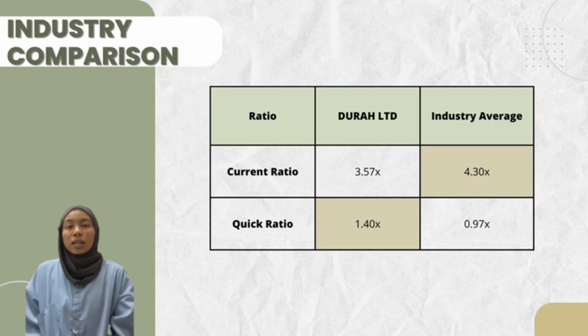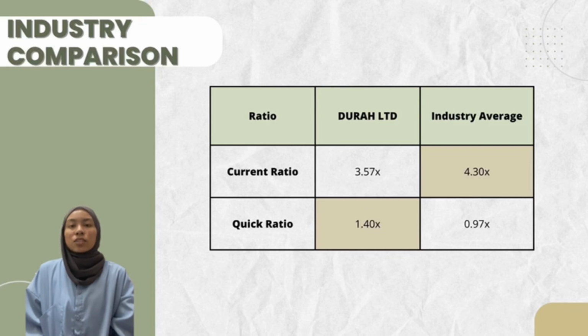To conclude, DURAH Ltd has demonstrated strong liquidity performance. Firstly, its current ratio shows it can easily cover daily operational needs. Next, its quick ratio proves it has enough liquid assets to face urgent financial obligations, even better than the industry average. This reflects healthy short-term financial management, giving the company confidence and flexibility to operate and grow.